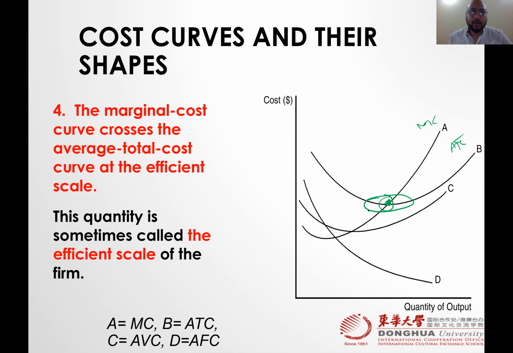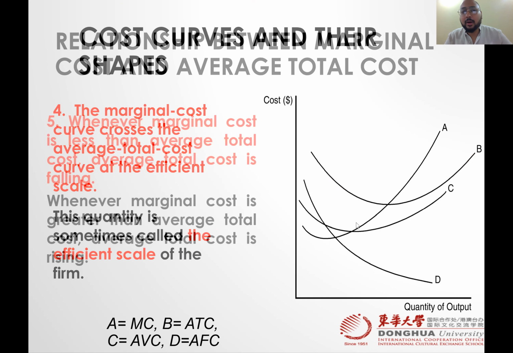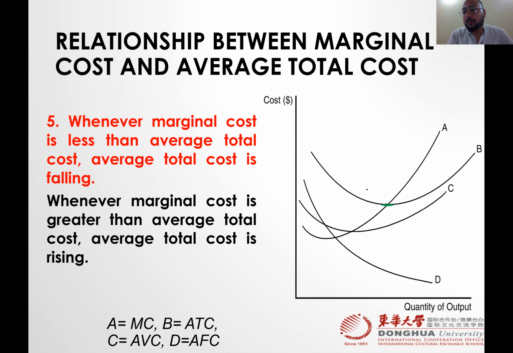So the next tagline was, when the marginal cost curve is less than the average total cost curve. So you see this bottom, on the left hand side, up till the intersection. So from this point till this point, we call that the left hand side, where MC is less than the average total cost. So what's going on here?